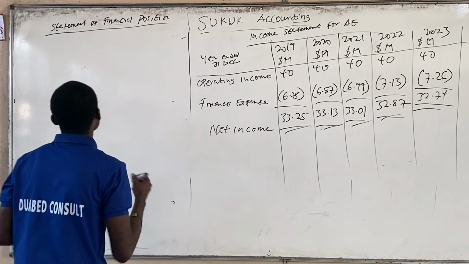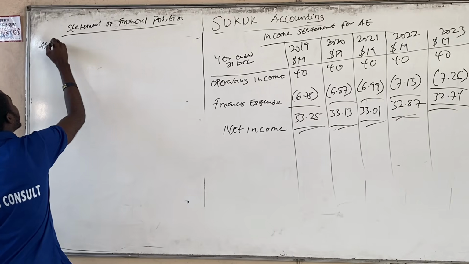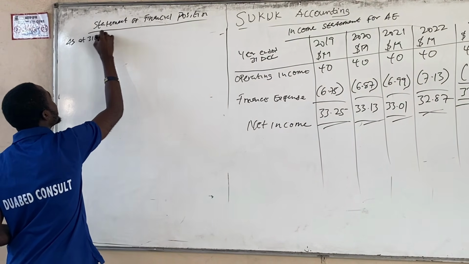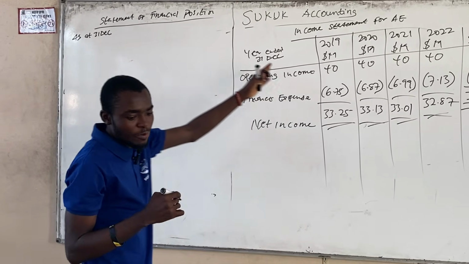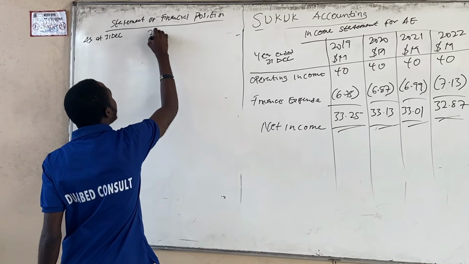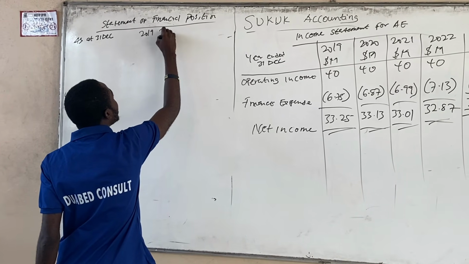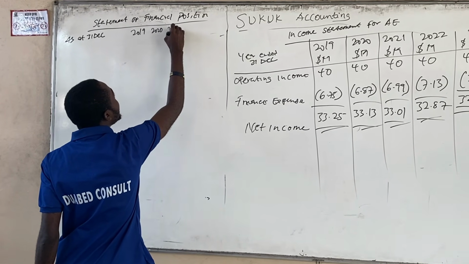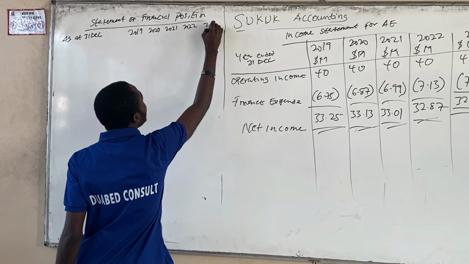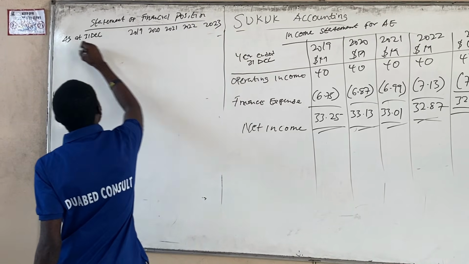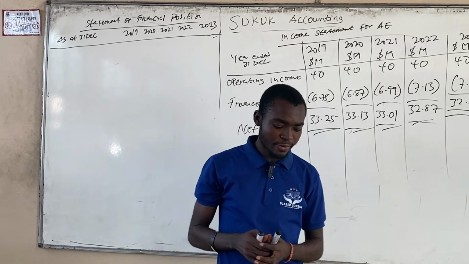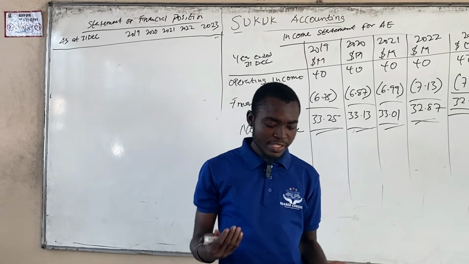So we have a heading as at 31st December. And then we will create a column for all the 5 years. So we have 2019, 2020, 2021, 2022, and 2023. Okay, so after creating the columns for the years, we start with the assets.